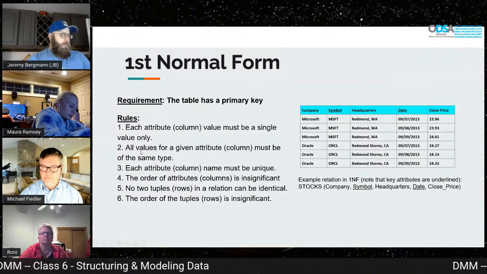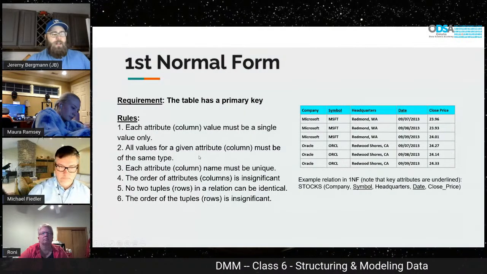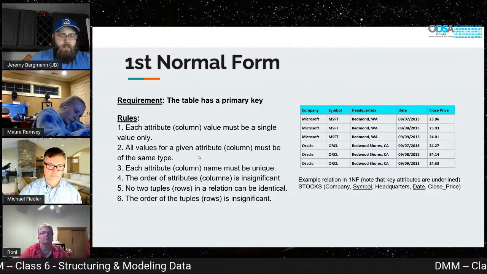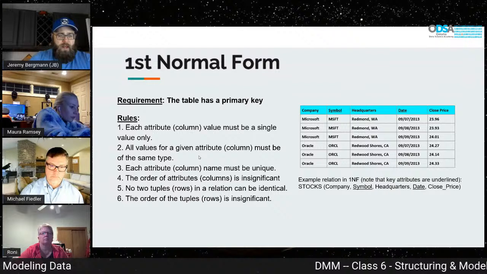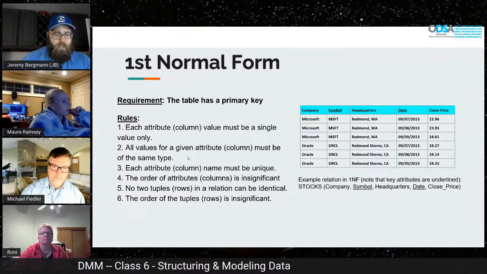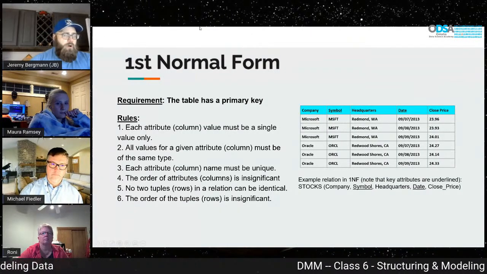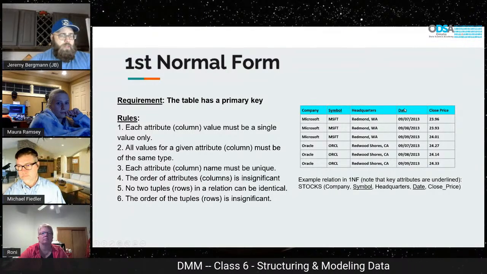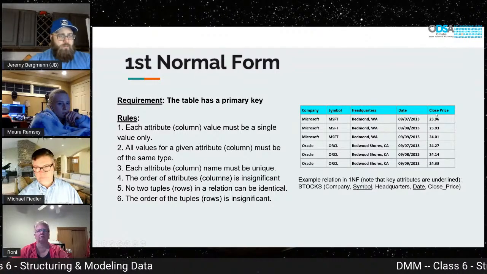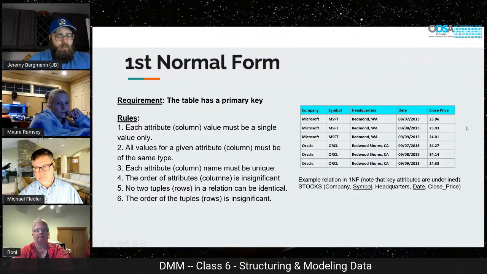So the second rule is all values of a given attribute must be of the same type. We talked about that earlier. When you're building a table, you have to give a column a type, like varchar 2000, meaning 2000 characters that you can enter into a field. Even if they're all different lengths, the data type of all of these in the column is varchar 2000. Or if you're defining date as a date field, all of them must be dates. Close price, if it's a decimal, all of them must be decimals, and so forth.